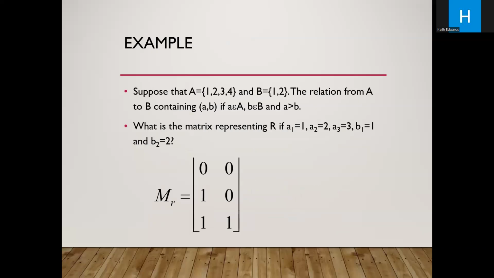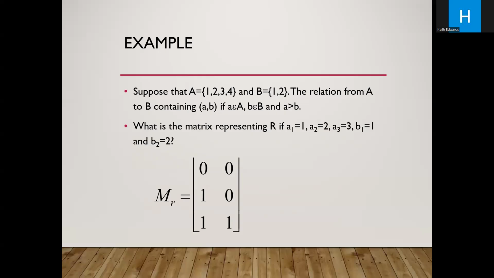So suppose that A is {1, 2, 3, 4}, and B is {1, 2}. The relation R from A to B contains (a, b) if a is a member of A and b is a member of B, and a is greater than b. So the matrix representing R here is with a1 equal to 1, a2 equal to 2, a3 equal to 3, and b1 equal to 1, and b2 equal to 2.